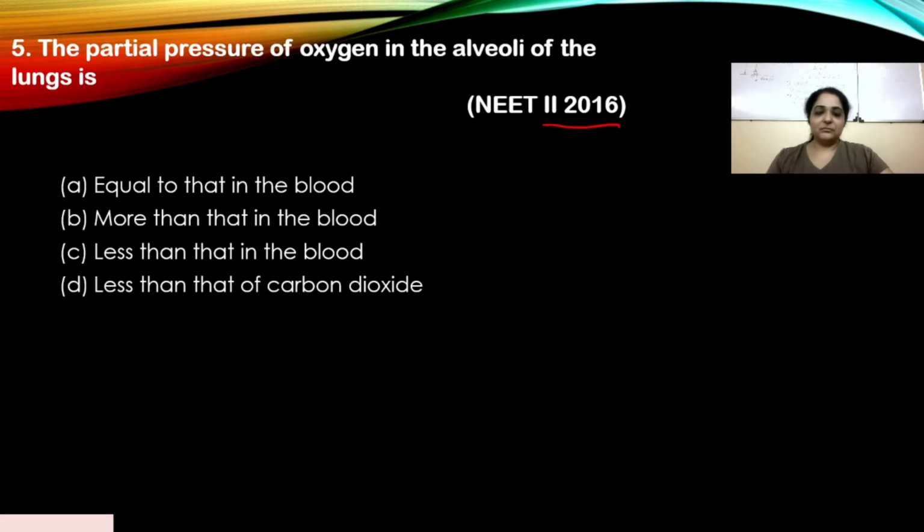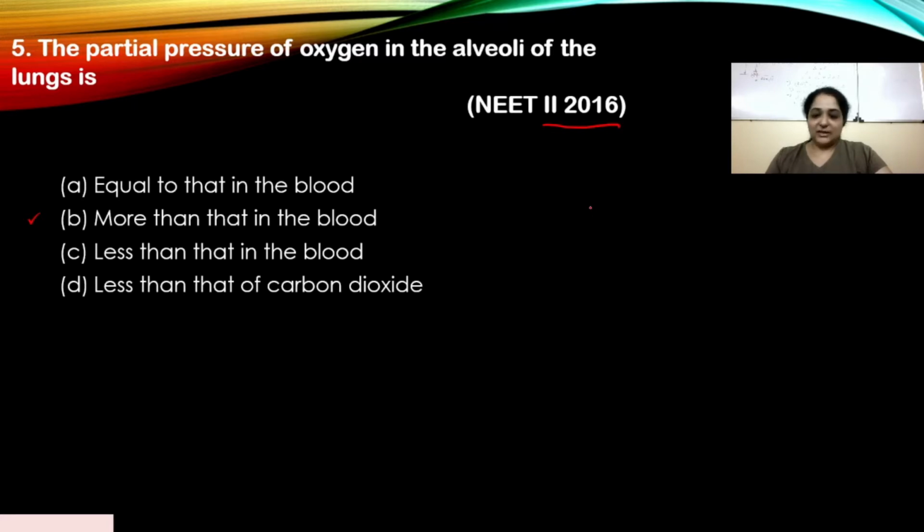Okay. A. Equal to that in the blood. No. Partial pressure of oxygen in the alveoli of the lungs is not equal to that in the blood. More than that in the blood? Yes, it is more than that in the blood. Less than that in the blood? If it is more, then it can't be less than that in the blood. Less than that of oxygen, carbon dioxide? No. So, answer is B, if you've got that, then you got the right answer.